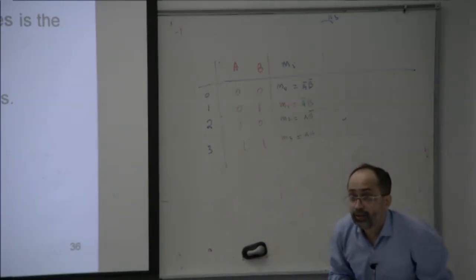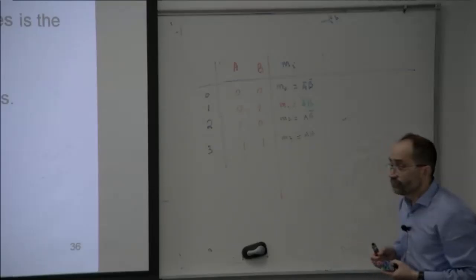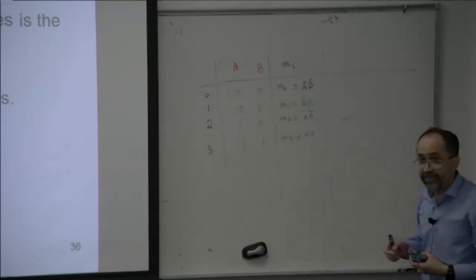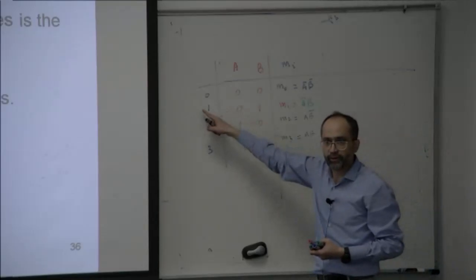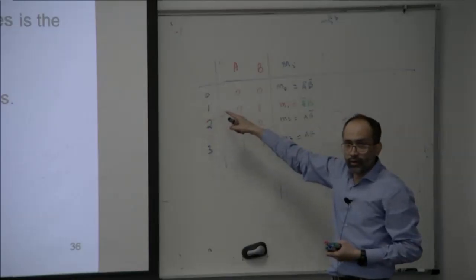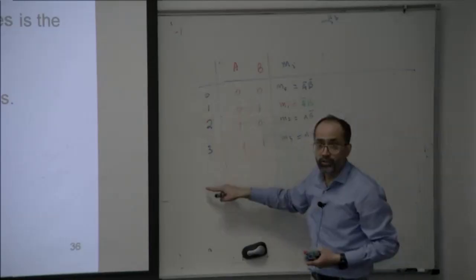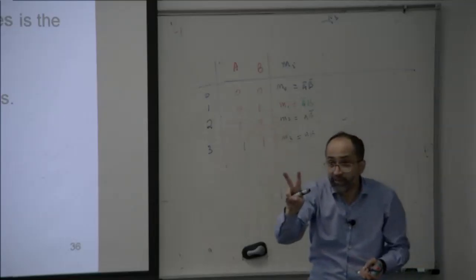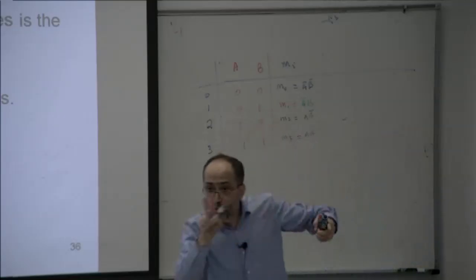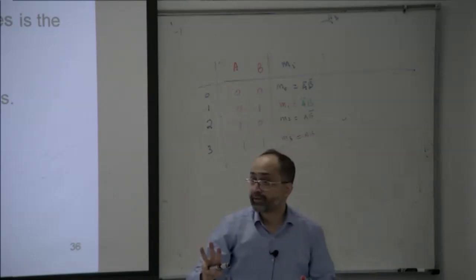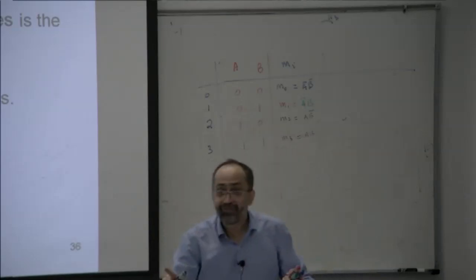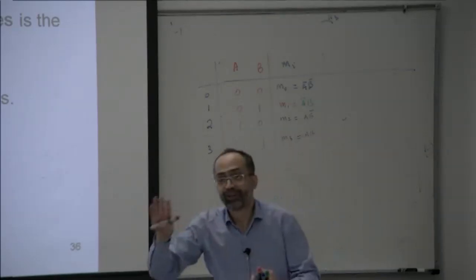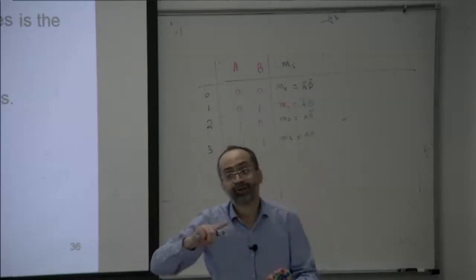This number after the m, which is the i, what does it represent? The decimal. Yes, this is the decimal. We should represent decimals like this: 0, 1, 2, 3. So if we have two variables, we will range from 0 to 3. If we have three variables, 0 to 7. If we have four variables, 0 to 15. If we have five variables, 0 to 31.